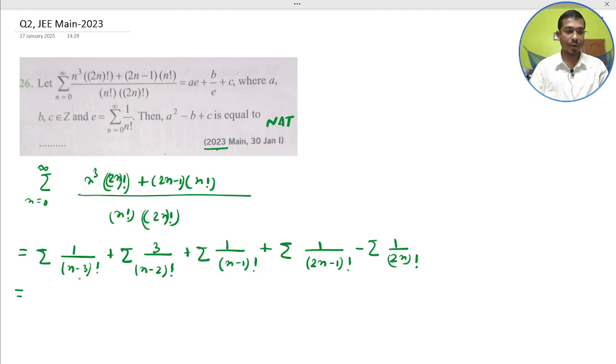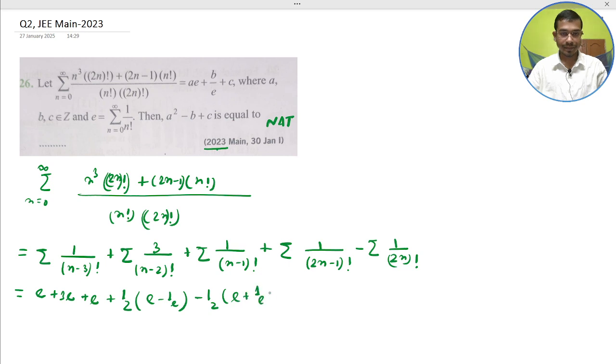By the limit formula, e plus 3 plus e plus half into (e minus 1 by e) minus half into (e plus 1 by e). So this should be what? After calculation, 5e minus 1 by e is equal to the given right hand side, ae plus b by e plus c. This is given for all a, b, c belonging to Z, the set of integers.